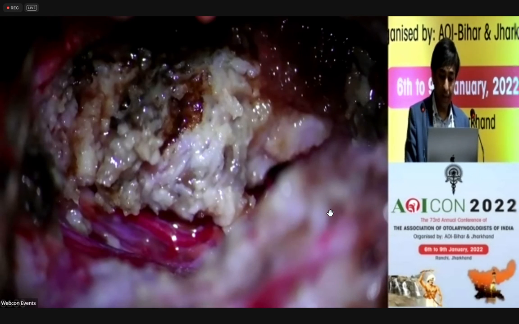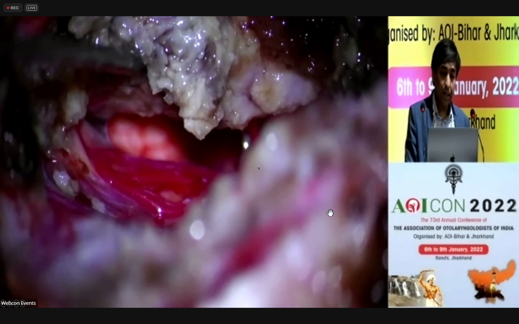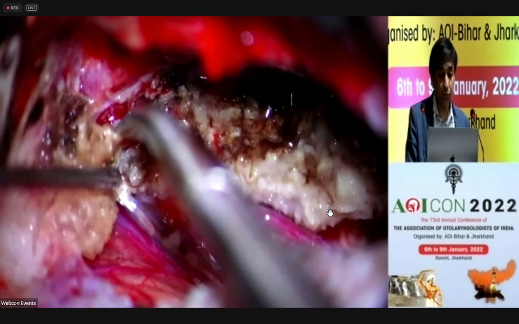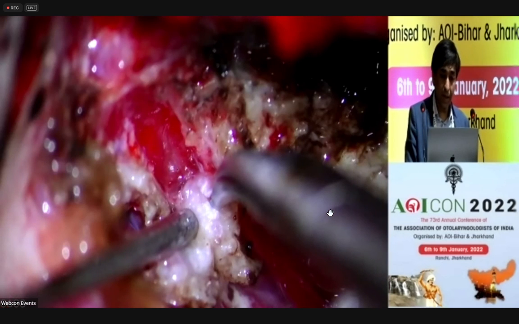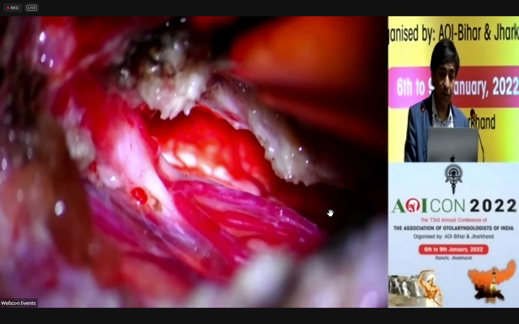The tumor is being resected. The AICA loop is seen here. The facial nerve can be seen here. Now I had to preserve the facial nerve obviously because the graft had taken up so well. And this is resecting the tumor from the internal acoustic meatus. Resection of the tumor. You see the facial nerve here?